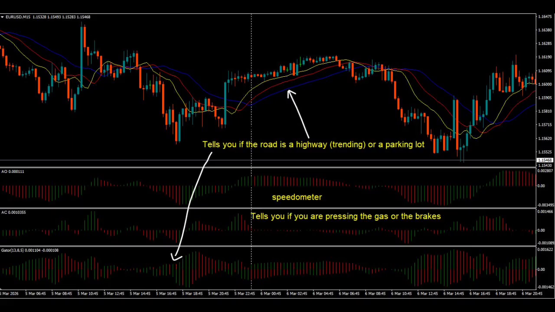Think of it like driving a car. Alligator, Gator, tells you if the road is a highway, trending, or a parking lot, ranging. Awesome Oscillator is your speedometer, momentum. Accelerator Oscillator tells you if you are pressing the gas or the brakes.